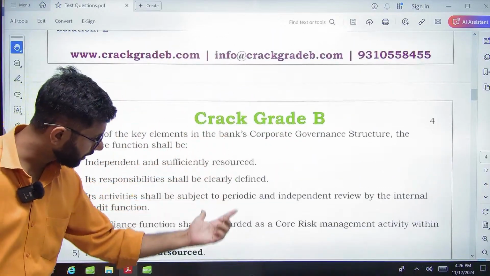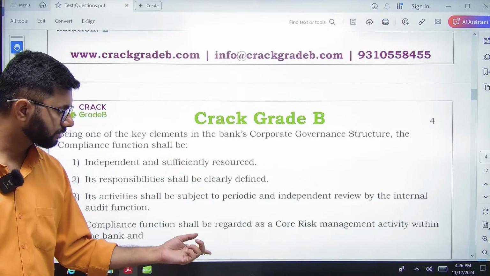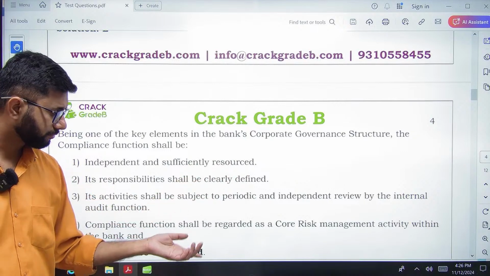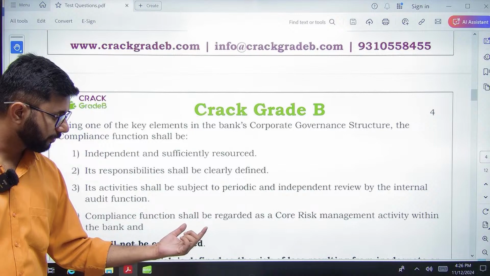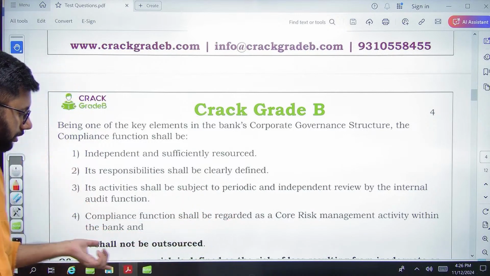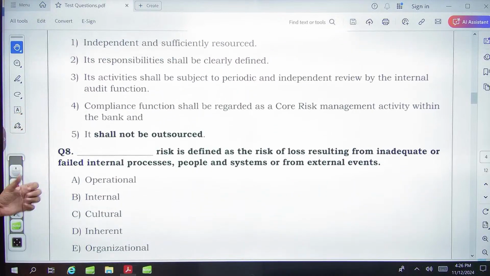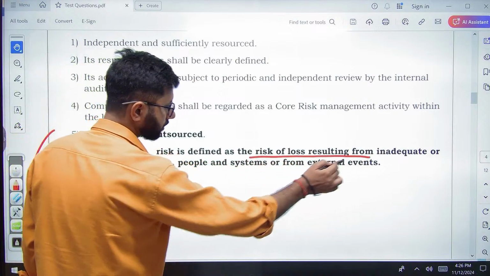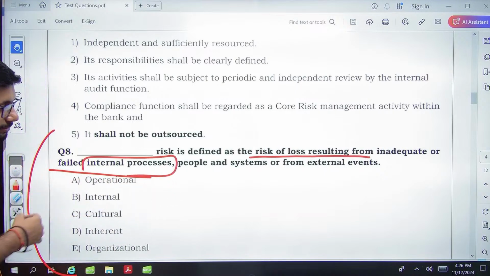And you should cram it this way, because if the question comes in IBPS or the CAIIB, they'll be giving you these 4 options, changing some options, and then they can ask you the question. Next question. What type of risk is defined as the risk of loss resulting from inadequate or failed internal processes, people as well as systems?